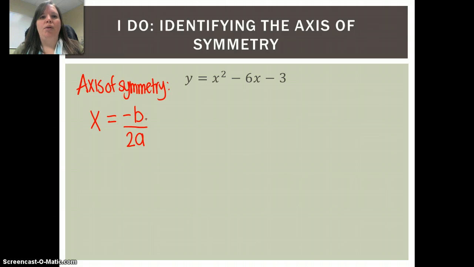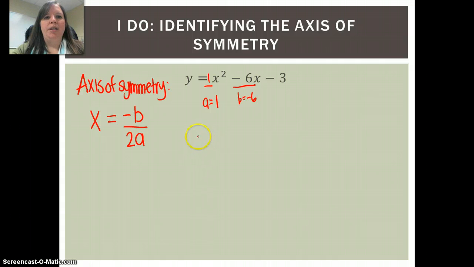But what you may notice is this -b and this 2a, does this look familiar from anything else? It's actually part of the quadratic formula. So if we're going to find the axis of symmetry, we need the b value, which is -6. We need the a value, which is 1, when this is written as y equals, in standard form here.